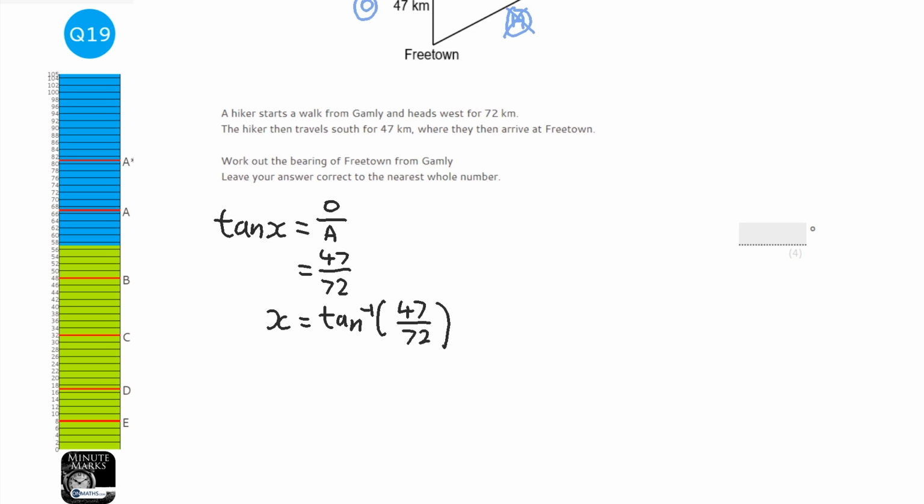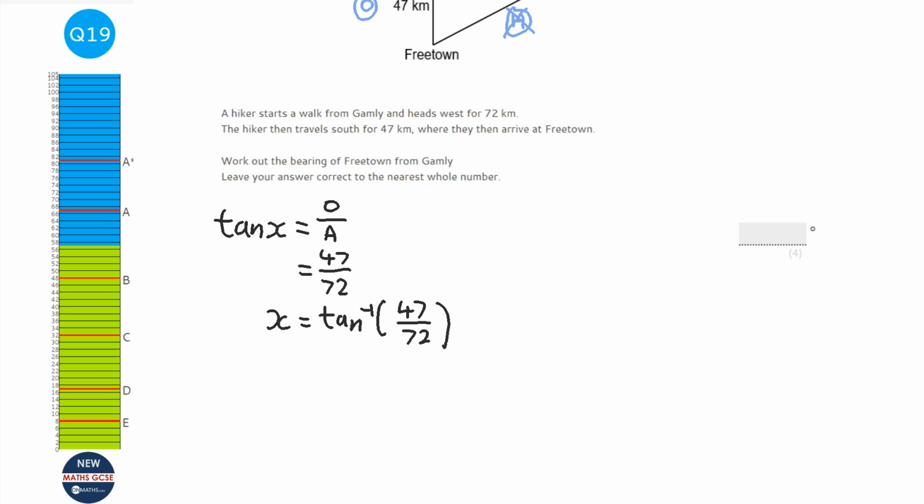Okay, let's just scroll down. On the calculator you want to click shift or the equivalent on your calculator and then tan, and then you press the fraction button, 47, and go down, 72. Just don't forget to close the brackets. Every time you click tan or inverse tan, it opens a set of brackets. Just make sure you shut them.